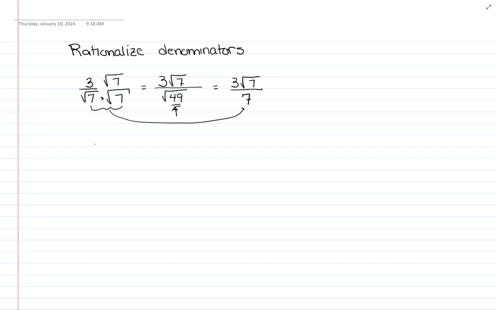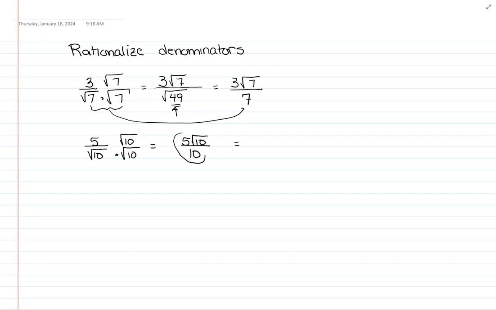So if I have, for example, 5 over square root of 10, and I multiply top and bottom by the square root of 10, right, so straight across, 5 radical 10, square root of 10 times itself is just 10. But now you can still reduce.